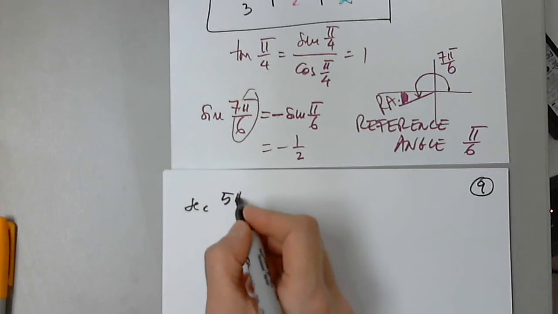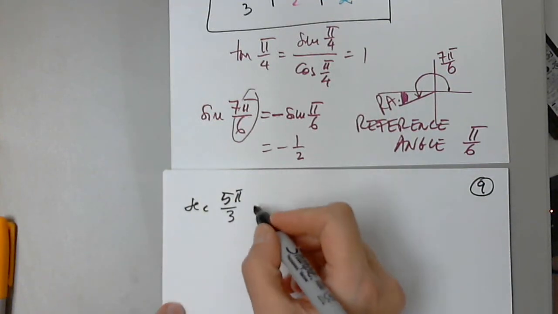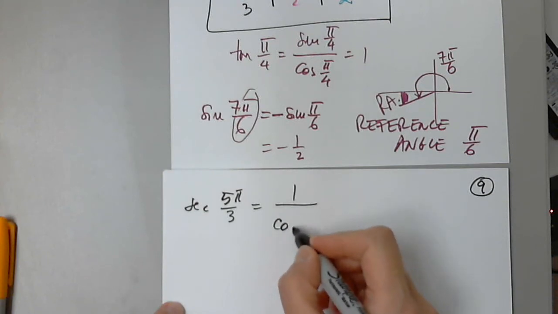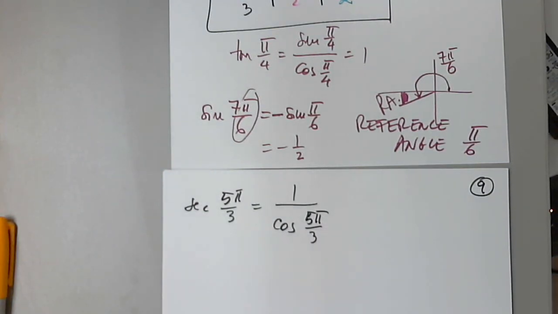Secant, 5 pi over 3. Who cares about secant? Nobody talks about the secant. It's 1 over cosine 5 pi over 3, and that's more like it. Why am I saying this? Because I'll never ask my students to memorize anything about secant, other than it's 1 over cosine.